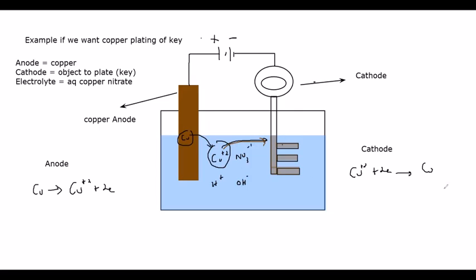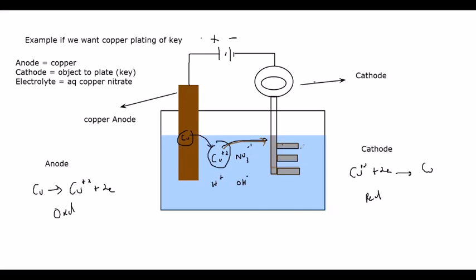So the equation for active electrodes is opposite, like the equation at the anode is the opposite of the equation at the cathode. Here the copper ions are gaining electrons, so it is reduction. Here the copper atom loses electrons, so it is oxidation. And we'll have a layer of copper on the surface of the key.